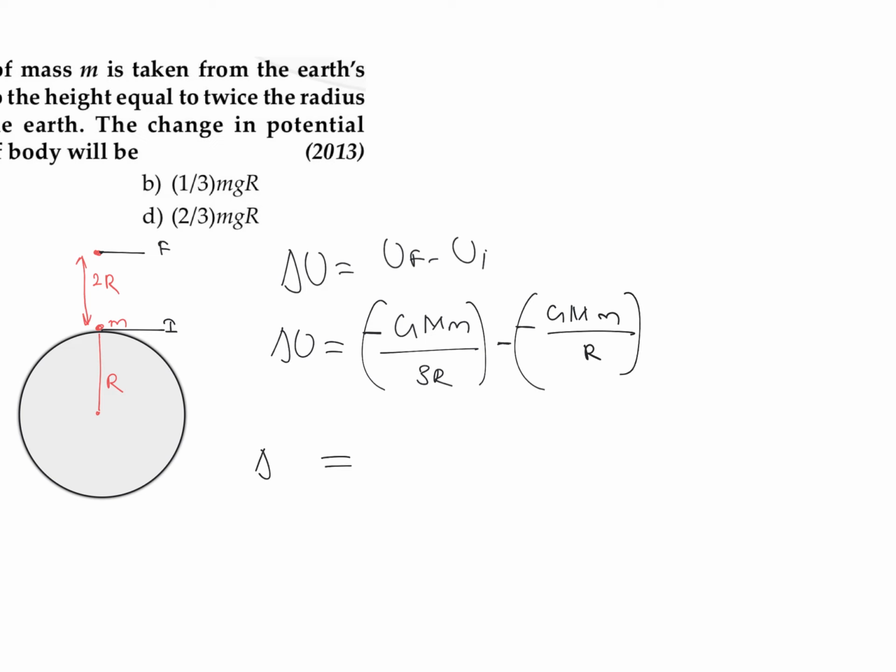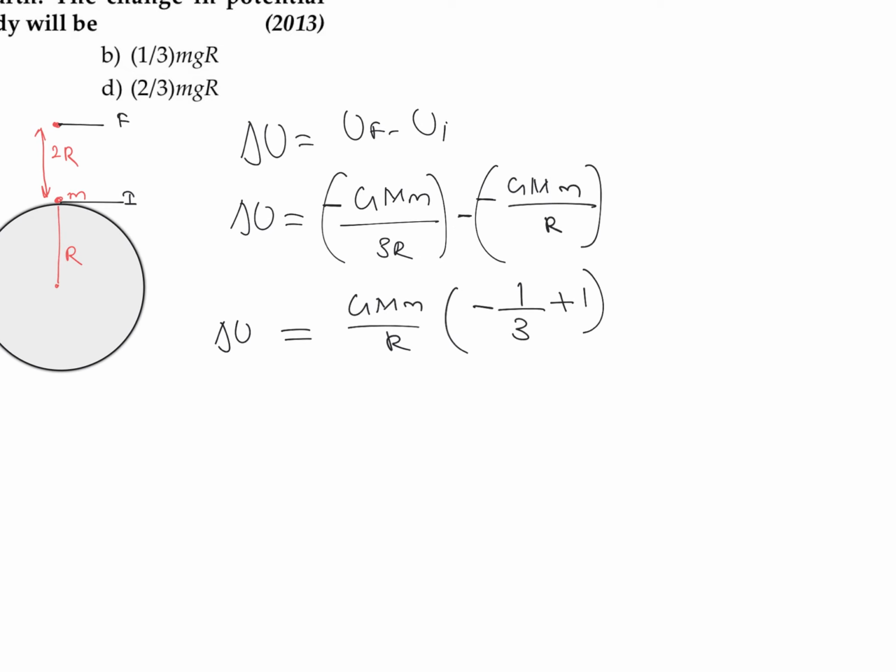Now we can write the value of this change in potential energy. We can take GMm by r as common. The remaining thing is minus 1 divided by 3, and minus we can write as plus. So the change in potential energy is equal to GMm divided by r into 1 minus 1 by 3, which is 2 divided by 3.